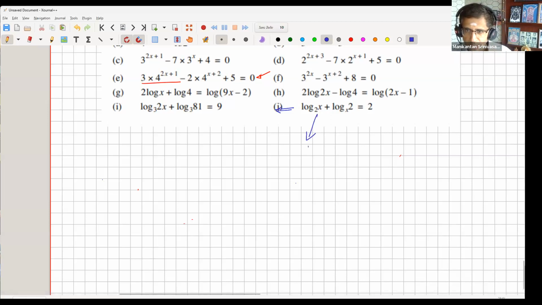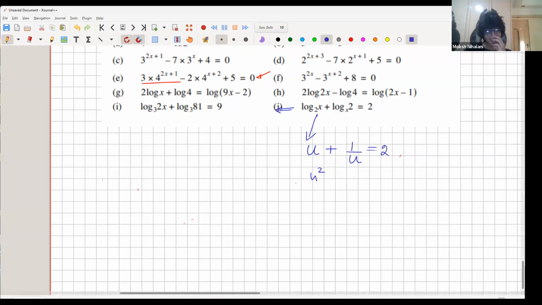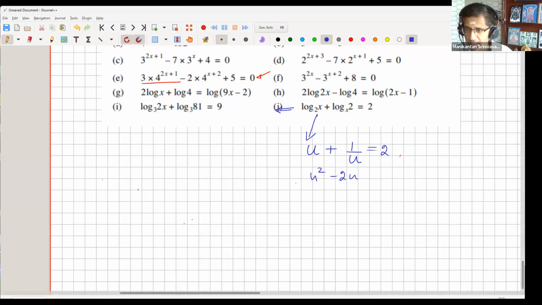So log x to the base 2, if we consider that as u, then log 2 to the base x is just 1 by u, by the change of base rule. Yeah, I made a silly mistake. So u square, I can multiply by u and then get the 2 to the side, which means u minus 1 equal to 0, which means u equal to 1.